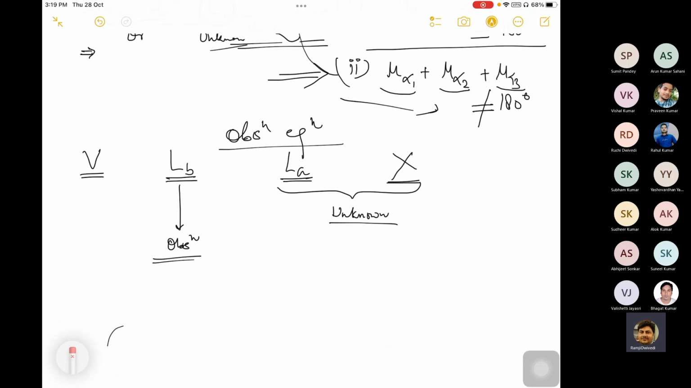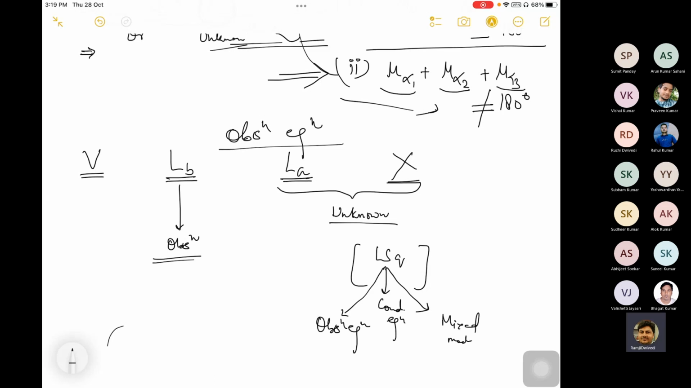So you have the so-called system of least square models, in which I have told you there are three systems. One is the observation equation method, another is the condition equation method, and third is the mixed model. We are first studying this observation equation model.